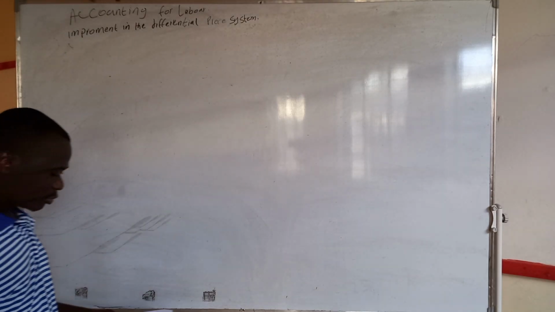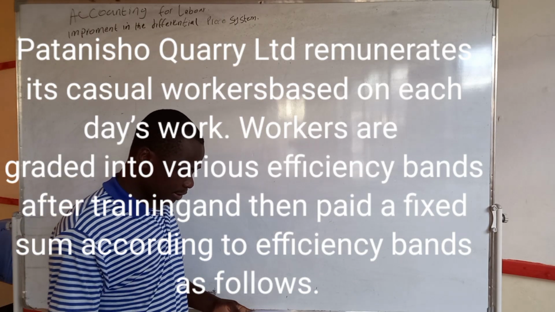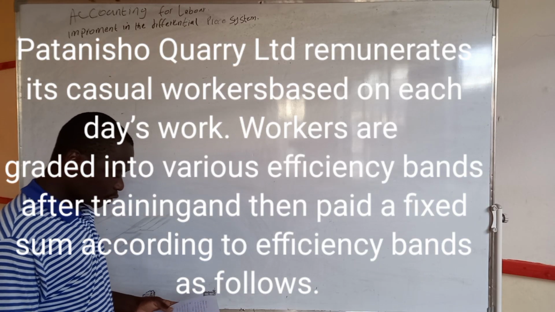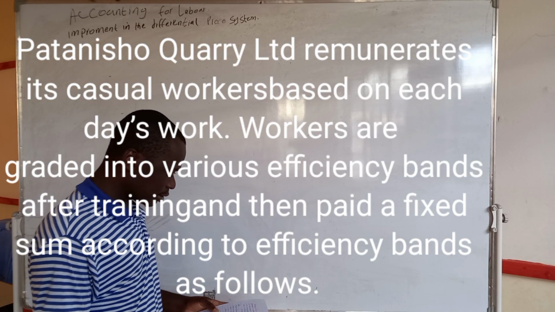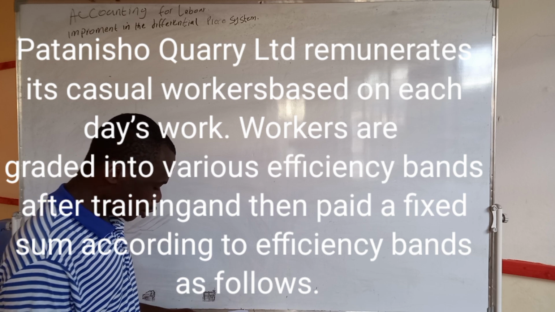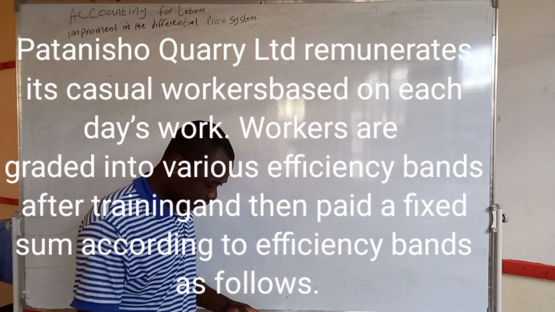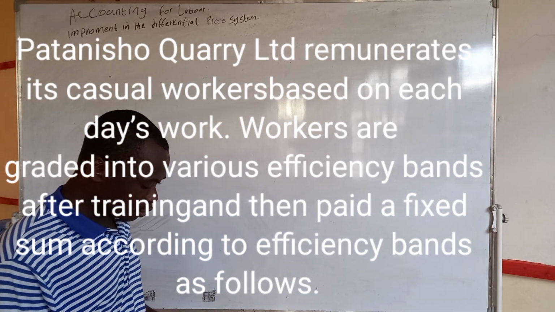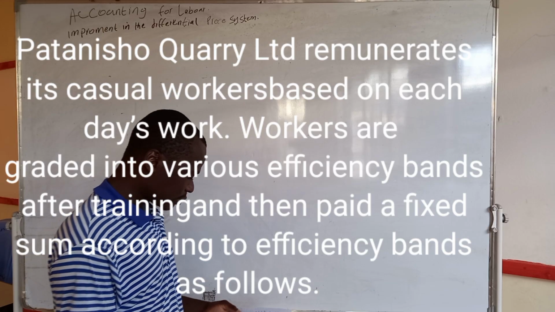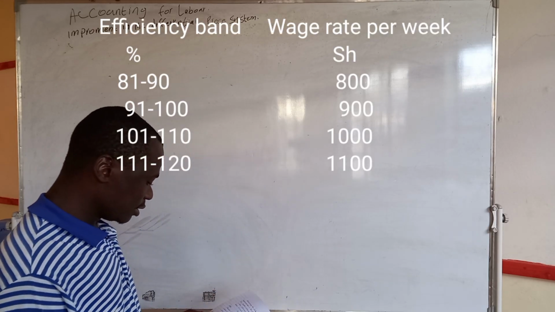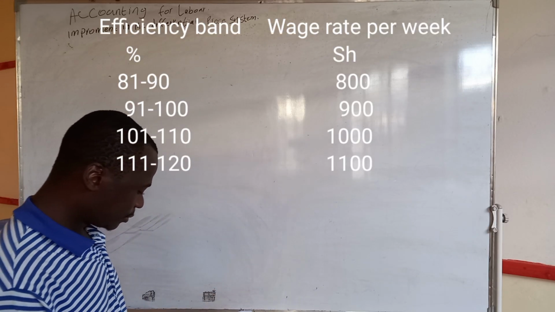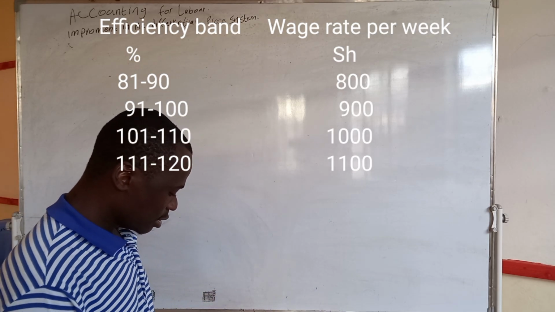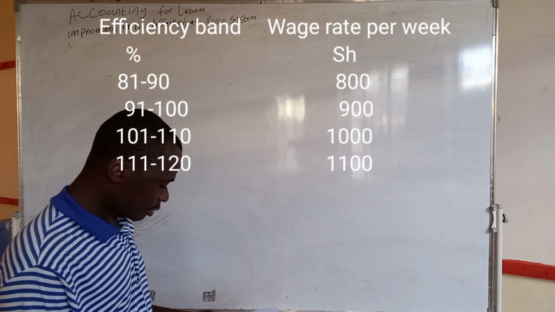Now, here's the example. Patanisho Quarry Limited remunerates its casual workers based on each day's work. Workers are graded into various efficiency bands after training and then paid a fixed sum according to efficiency bands as follows. Efficiency, wage rate. 81 to 90%, their daily pay is 800.